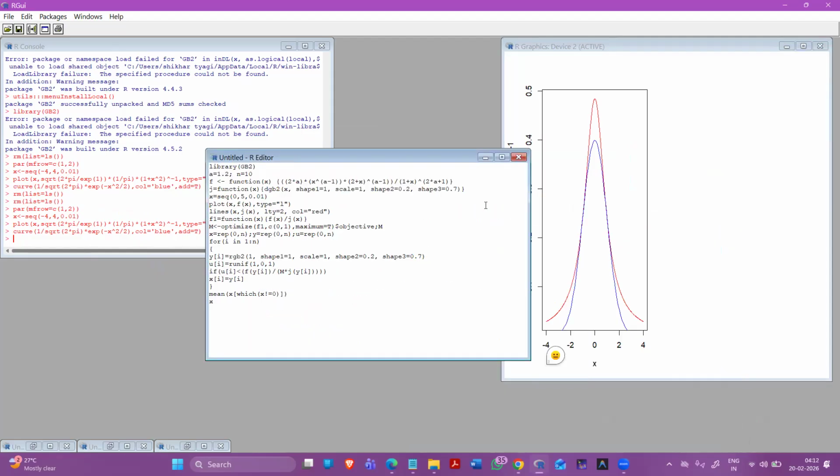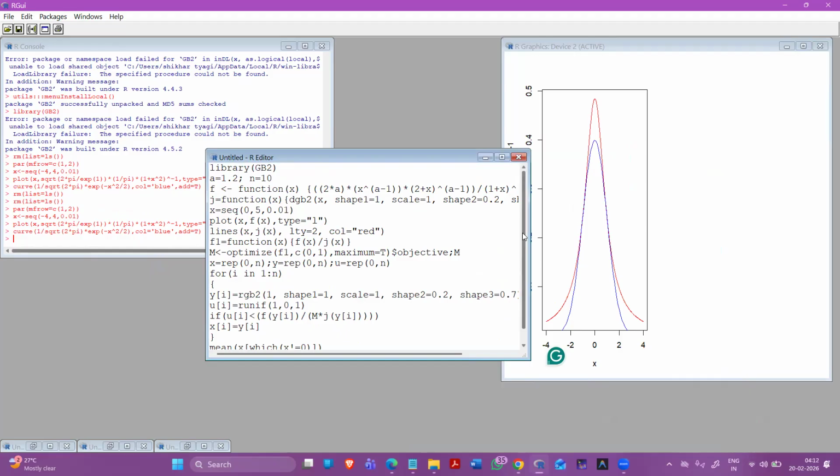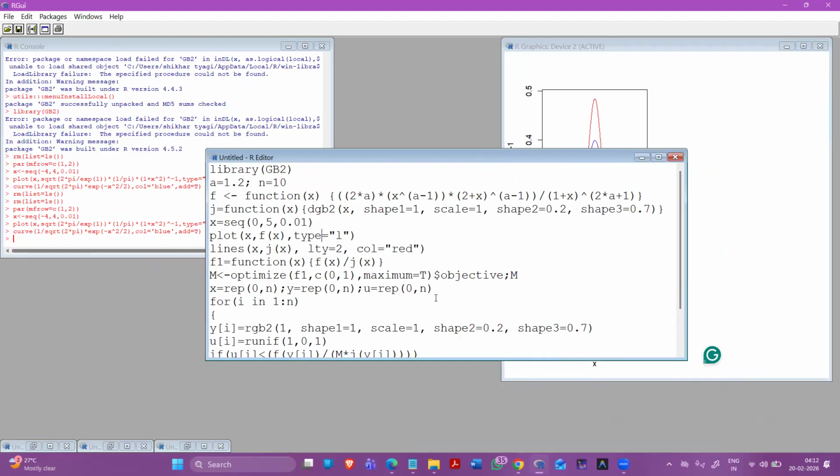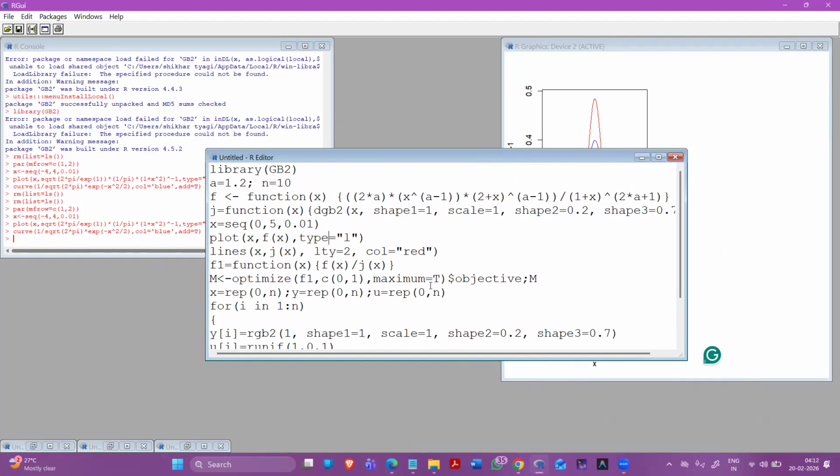Yes, so there is one more method to define the M. What we do basically, is it visible for you? We will optimize. We use the optimize command here, because M should be the maximum difference. M is basically the maximum difference. So F1 should lie between 0 and 1, it should not be greater than 1, and maximum equals T. All right, that is the command to find out the M.